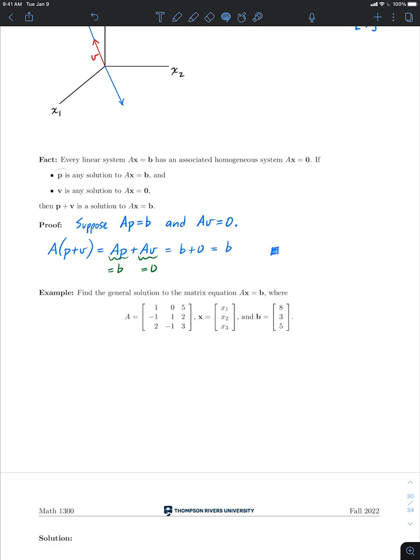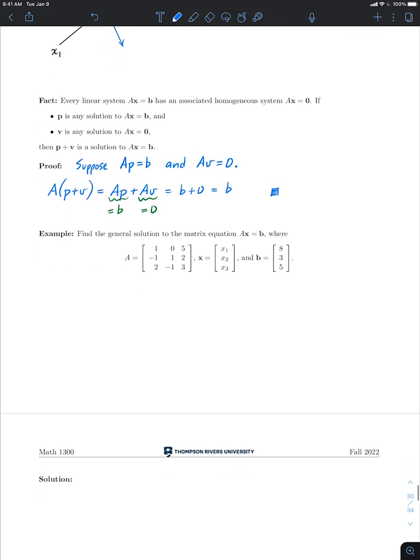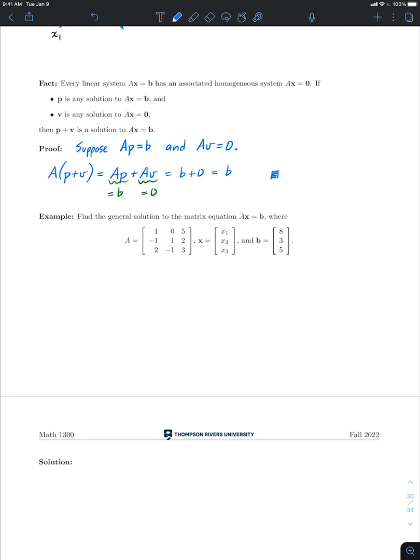So if you have a solution to any matrix equation and you add it to some other solution to the associated homogeneous system, then what you're going to get is another solution to the linear system that you started with. Okay, so that's an interesting theoretical fact. Okay, let's look at another example here.